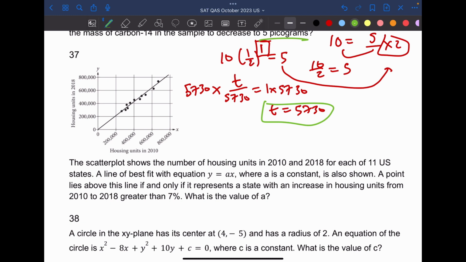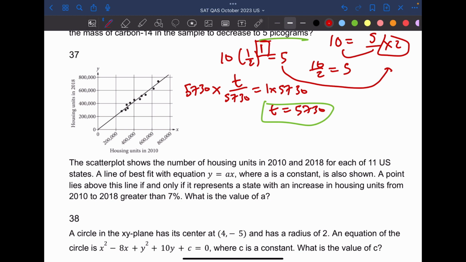Question number 37. The scatter plot shows the number of housing units in 2010 and 2018 for each of 11 US states. A line of best fit with equation y equals ax, where a is a constant, is also shown. So this line of best fit is over here. And then it says a point lies above this line if and only if it represents a state with an increase in housing units from 2010 to 2018 greater than 7%. What is the value of a?